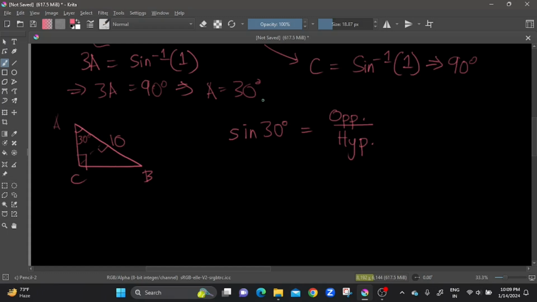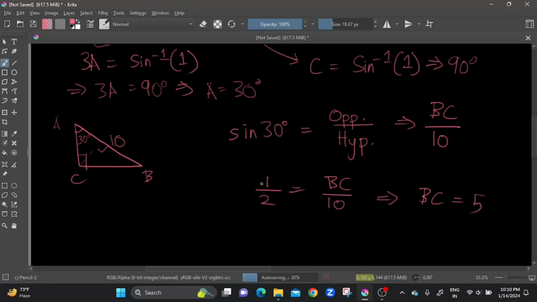So the hypotenuse is 10. We're going to take this as 10. And the opposite BC, we're just going to take it as BC because we don't know the value yet, right? Sine 30 is 1 by 2. You can get that from any basic sine chart. BC by 10, right? And so you're going to get BC is equal to 5, just multiply 10 to both sides, BC is equal to 10 by 2, 5, right? So 5 units. Let's mark that down here.